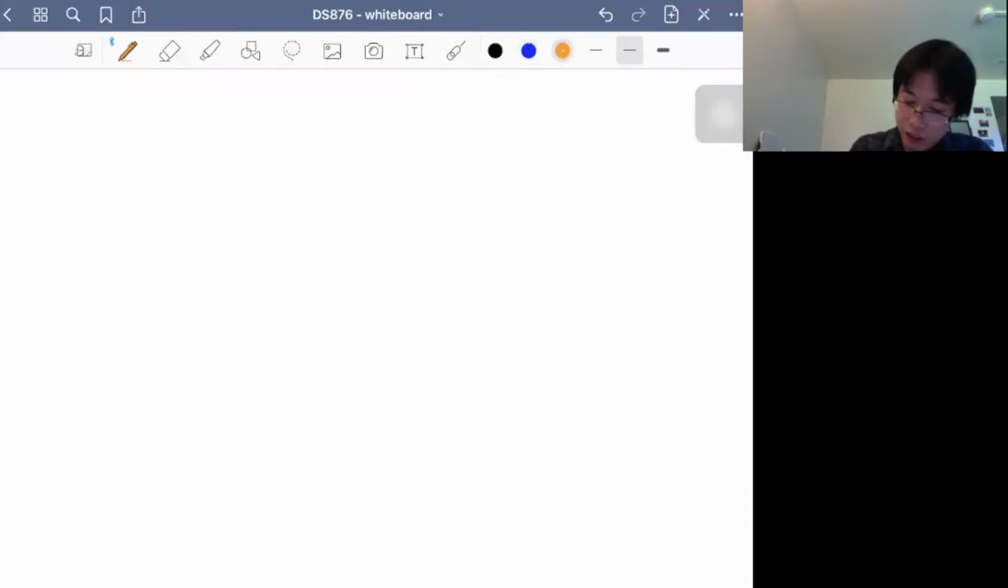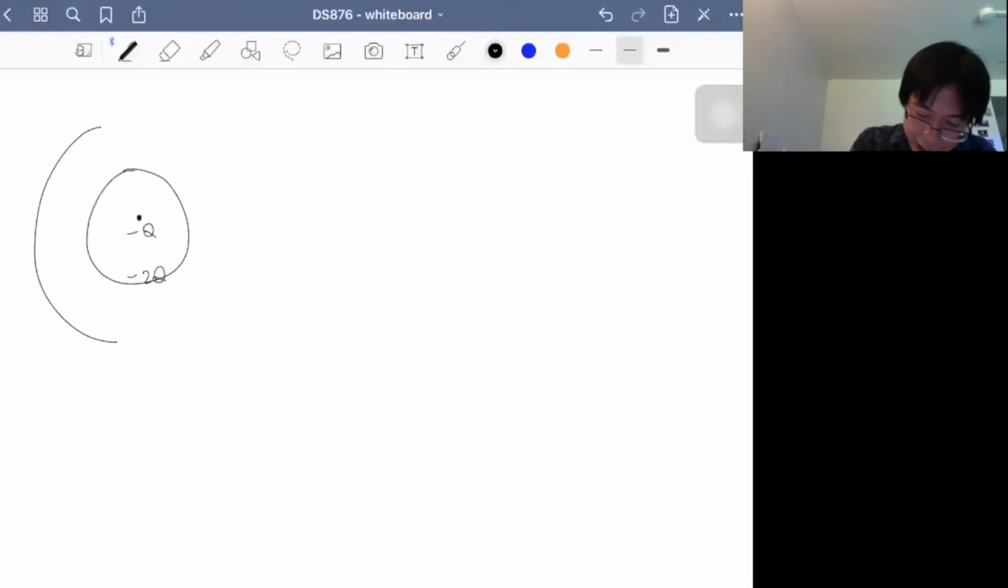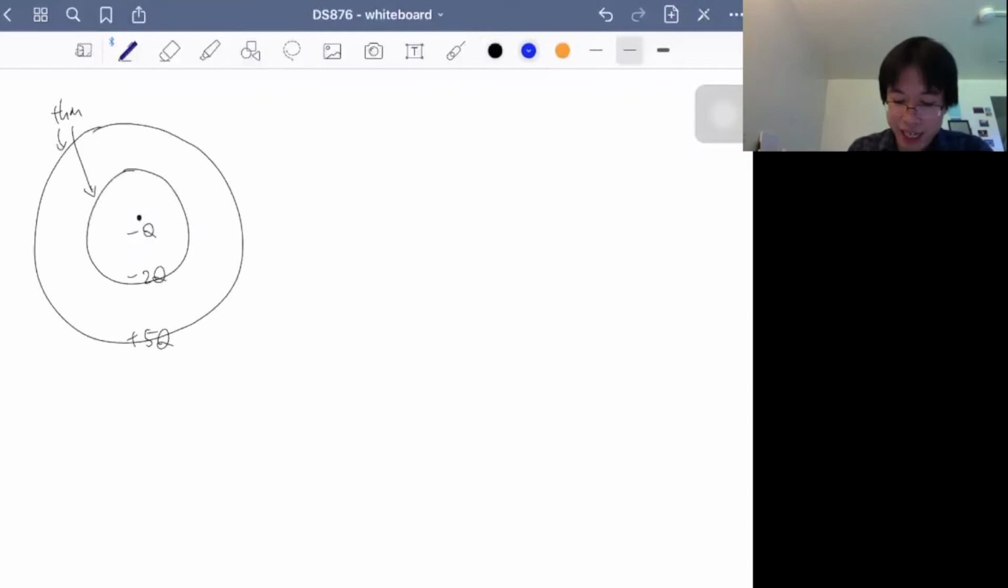All right, so let's do a quick example. Let's say I have a charge in the middle, which is minus Q, and then here there is a shell of charge minus 2Q, and then here there's another thin shell. These are just very thin metal shells. Thin means there's no thickness, and let's say that's positive 5Q. I want to find the electric field strength somewhere in between these two layers.